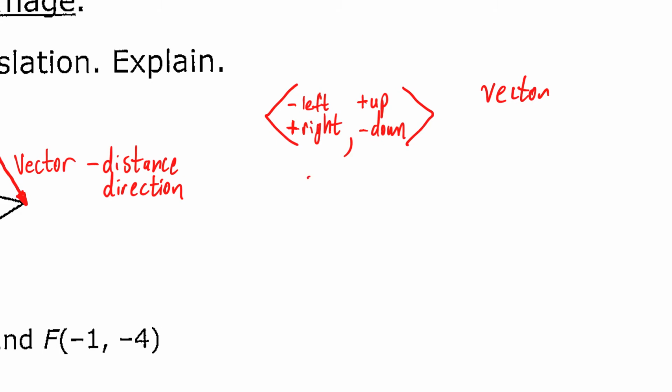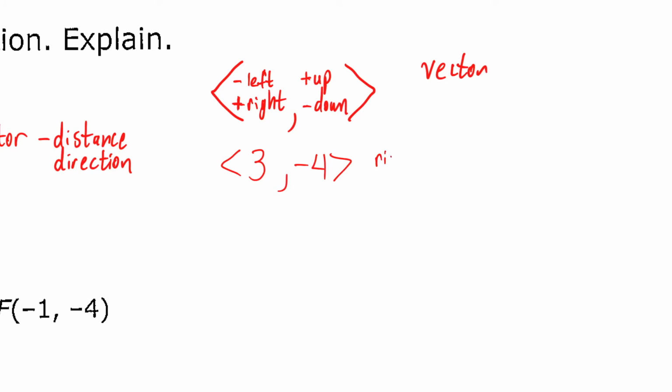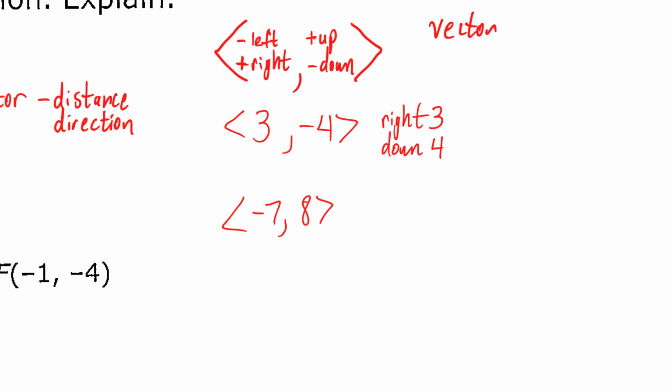So as an example, if you saw a vector like this, that's 3, negative 4. This is going to tell you to go right 3 and down 4 units. If you see negative 7, 8, what are you going to do with that? Left 7, up 8.